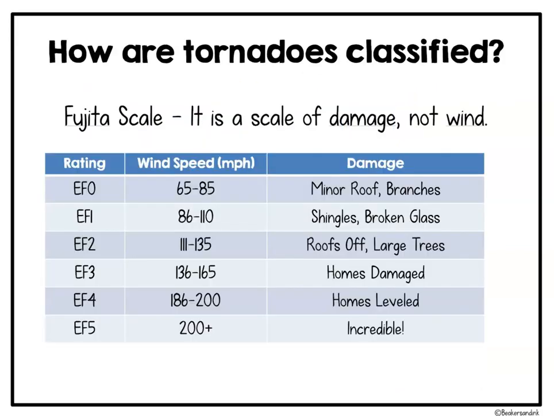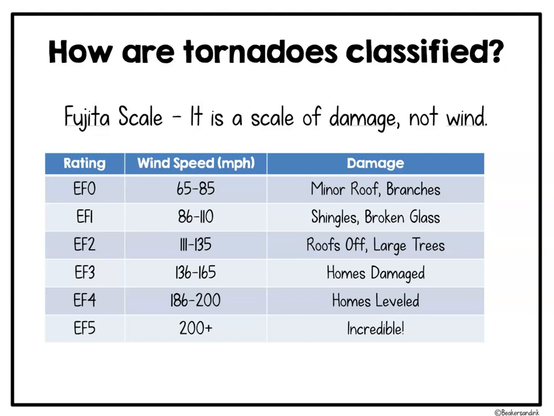So tornadoes actually have a classification scale, and it's called the Fujita scale. It's named after Dr. Ted Fujita, who pioneered tornado research, including the theory of how they form and the damage that they do. So the damage surveys are done by the local National Weather Service after the tornado is reported. So it's important to understand that this scale is a scale of damage, not a scale of wind speed.